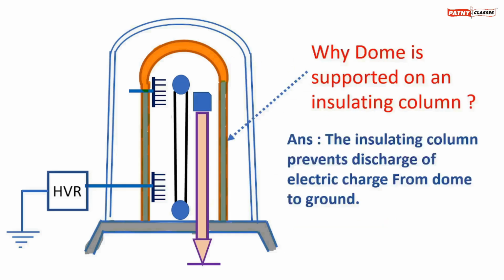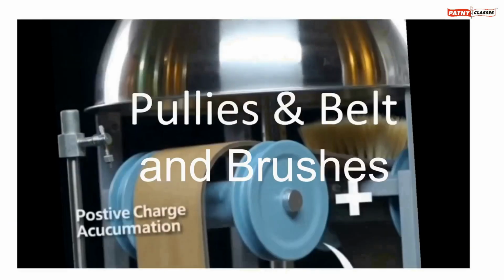Now, next question, why is the dome supported on an insulating column? The answer is, if the dome is not supported on an insulating column, then all electric charge which would be collected on the dome surface will flow to ground. Therefore, the dome is insulated with an insulating column to prevent discharge of electric charge from the dome to ground.